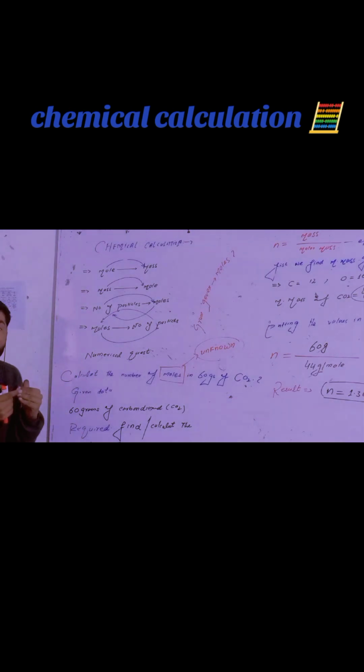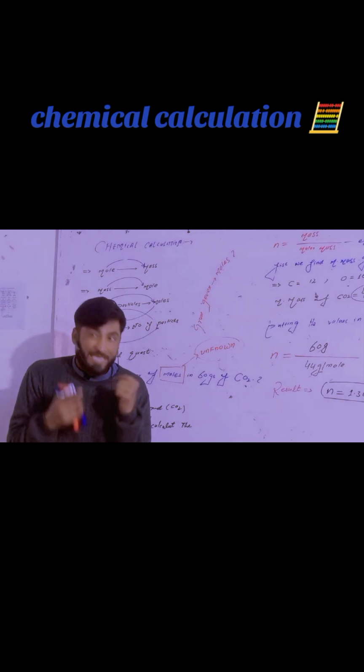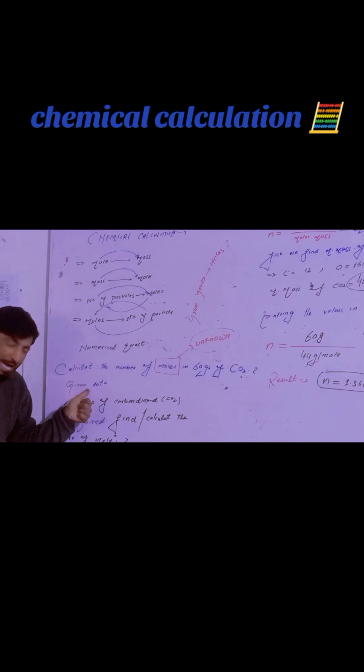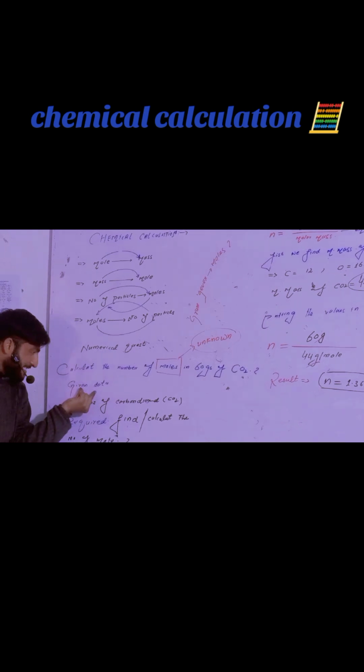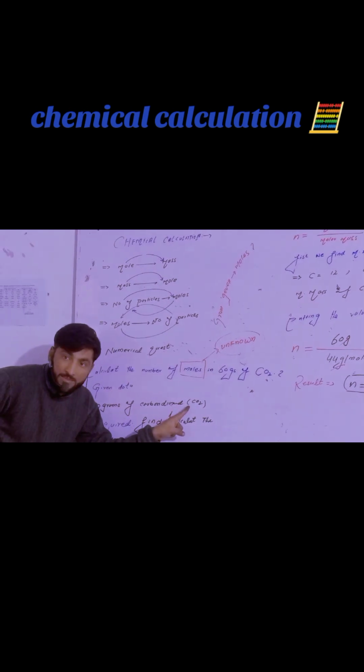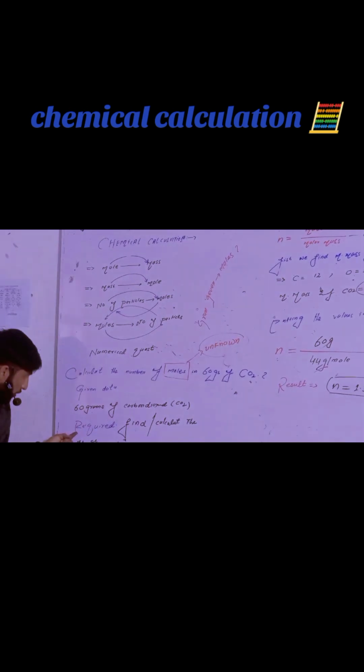Look at how we can calculate. First of all, we will write the given data. This is the given data. In the given data we have 60 grams of carbon dioxide. So look at the second step. This is step number one, and this is step number two.